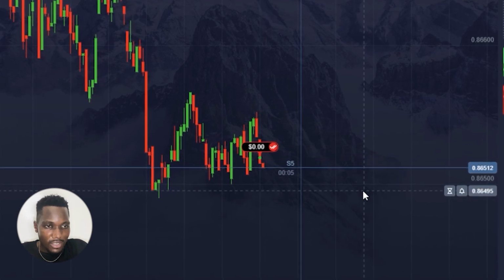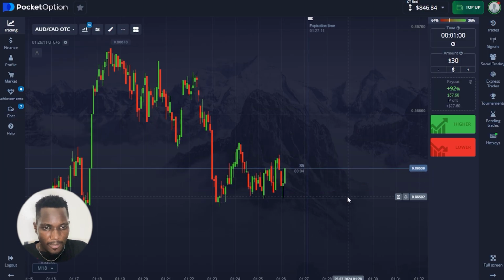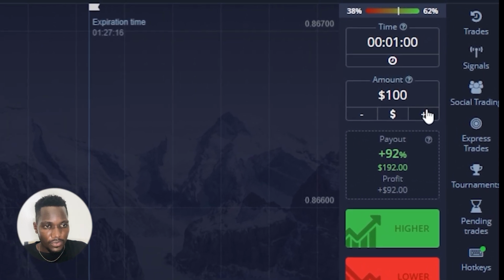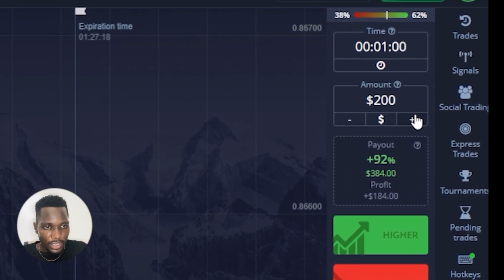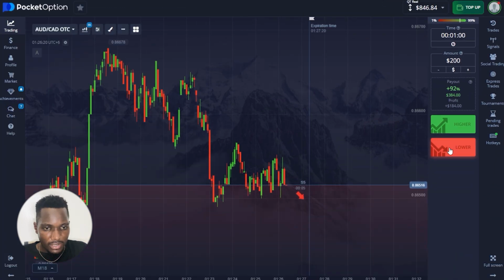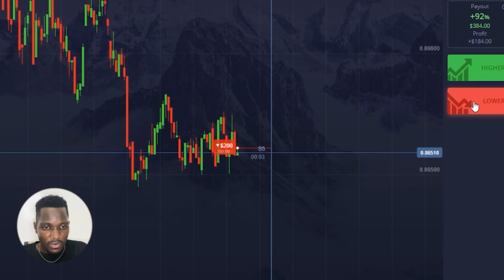You can see it's made me lose that trade. I need to recover this loss first. I'll take a very big bet because at least I'm sure now it's going to drop down.